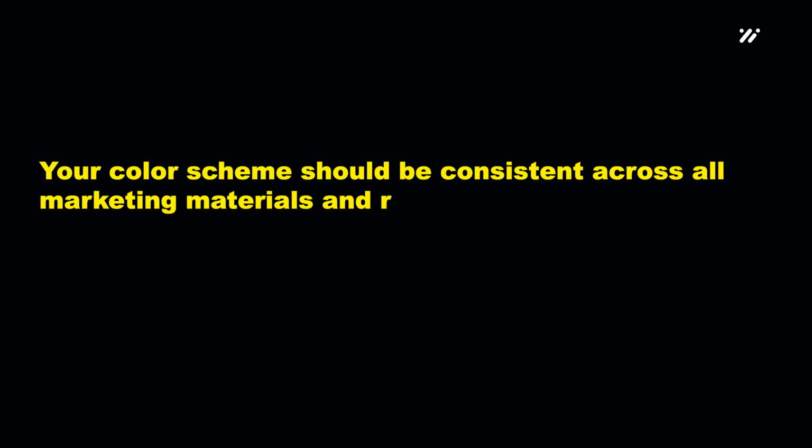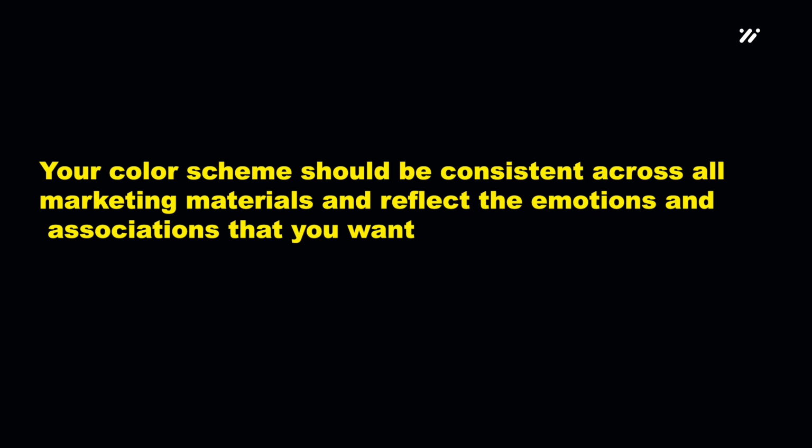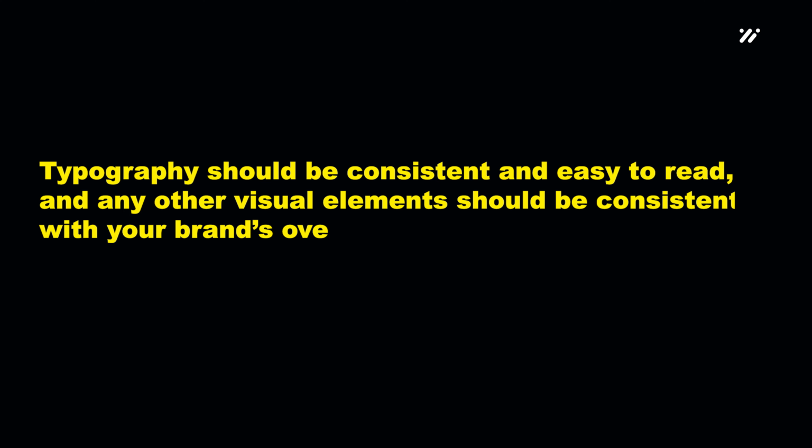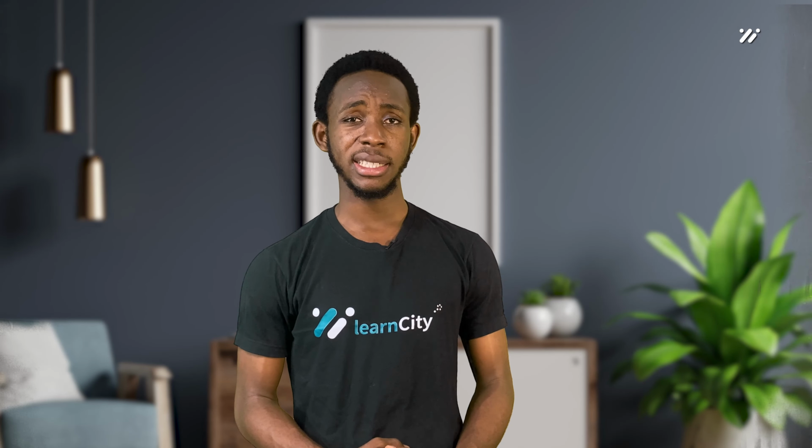The next, your color scheme. It should be consistent across all your marketing materials and reflect the emotions and associations that you want your brand to evoke. Typography and other visual elements should be consistent as well and easy to read. And every other visual element that you decide to use should also be consistent with your brand's overall look and feel.